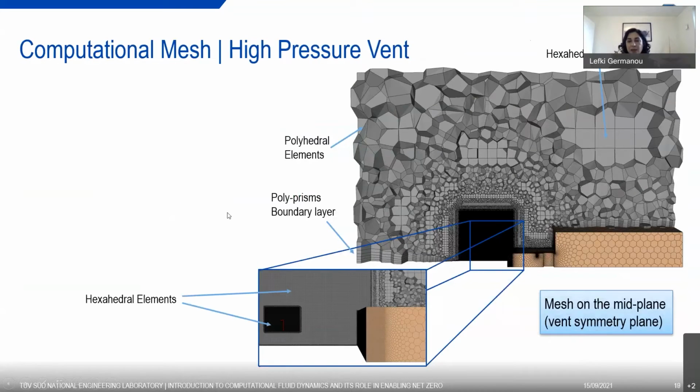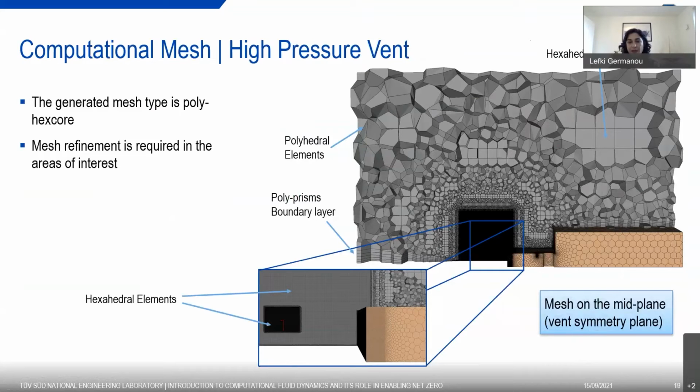In this slide, you may observe a cross-section showing the computational mesh generated. This mesh is a polyhex core mesh, a hybrid mesh which consists of polyhedral and hexahedral elements mostly. The mesh refinement is required in the areas of interest. And here in this inset figure, we have the mesh refinement zone around the high pressure vent and close to the James Young building in order to capture the hydrogen plume.